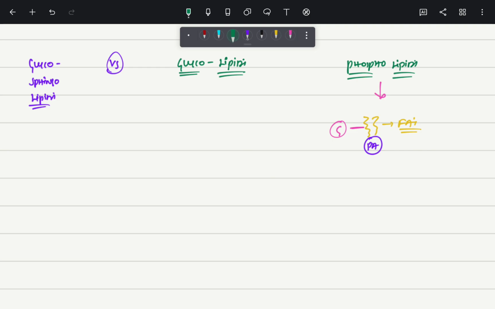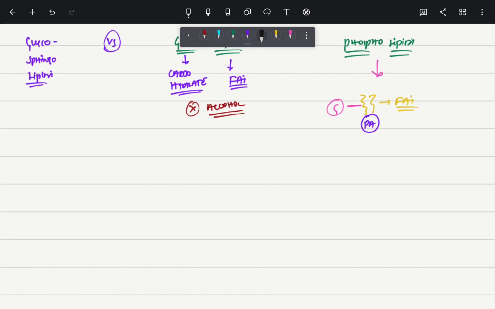As the name suggests, glyco means a carbohydrate, and lipid means your fatty acids. So in glycolipids, what is not there? There is no alcohol. Okay, so I will draw the structure here.